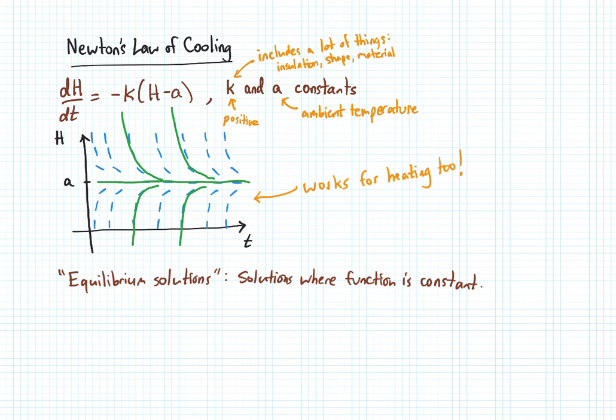In this case, the equilibrium solution is when h is equal to a. You can see it in the slope field, and it also makes sense intuitively. If something is already at room temperature, then it's going to stay at room temperature. But also, you can see it in the equation, because if you plug in h of t equals a into the equation, then dH/dt is equal to 0, and the right-hand side of the equation is also equal to 0, because h minus a is equal to 0 if h is equal to a. And so the equation works.